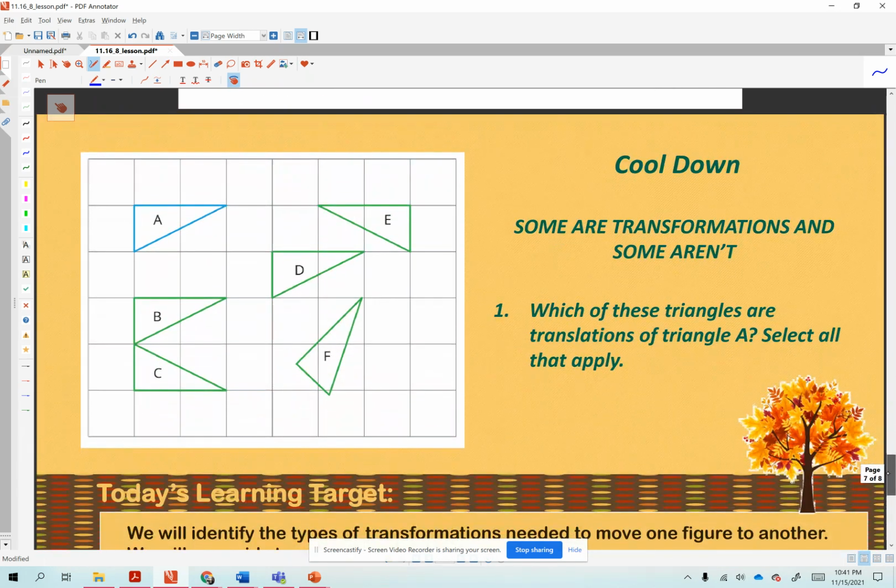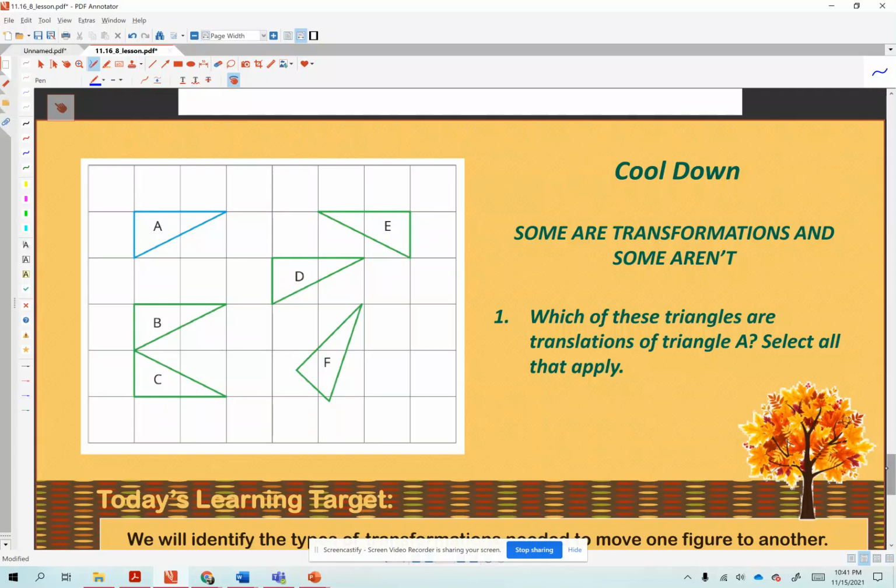Okay, some are transformations and some aren't. Which of these triangles are translations of triangle A? So we'll look at triangle A right here. Which of these are translations of triangle A?